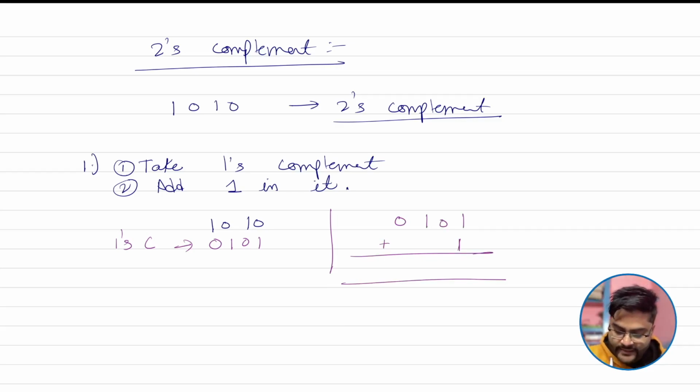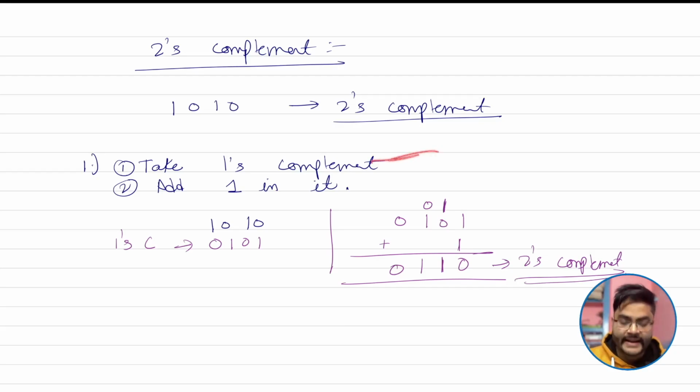So 1 plus 1 will be 0, and 1 will be carry. 1 plus 0 will be 1, and the carry will be 0. So this will be 1 and this will be 0. So this will be our 2's complement of 10. This is one way of taking 2's complement: first take 1's complement and add 1 in it.